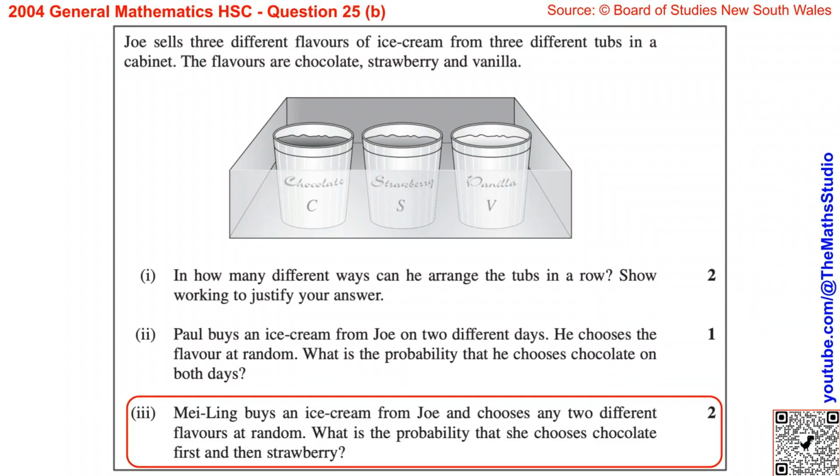Part 3. Mei-Ling buys an ice cream from Joe and chooses any 2 different flavours at random. What is the probability that she chooses chocolate first and then strawberry?